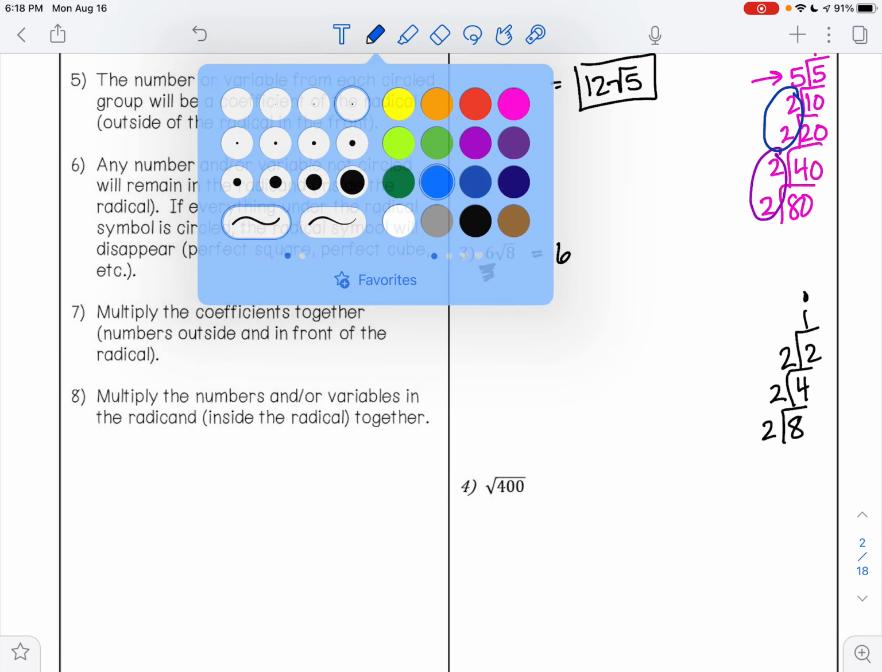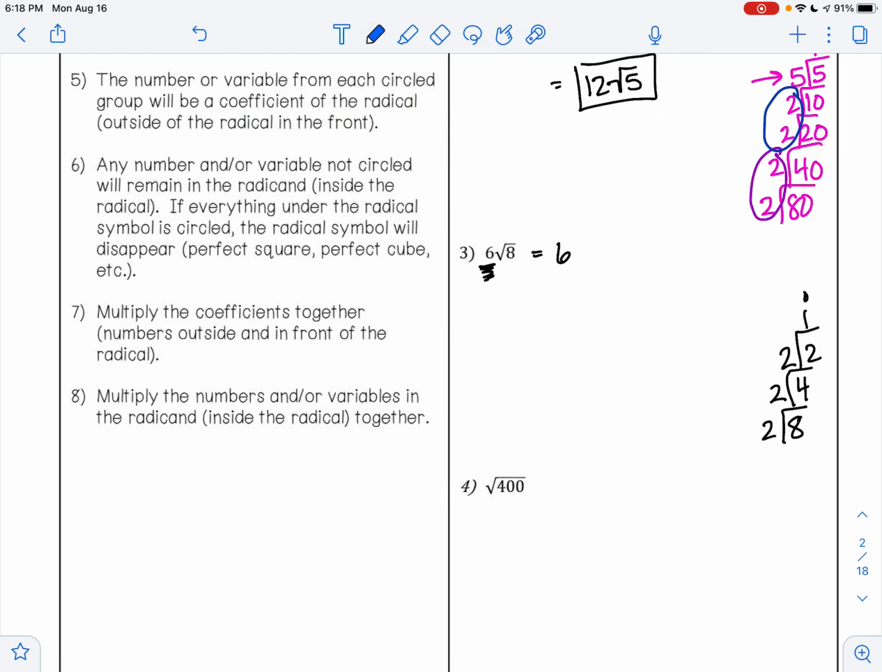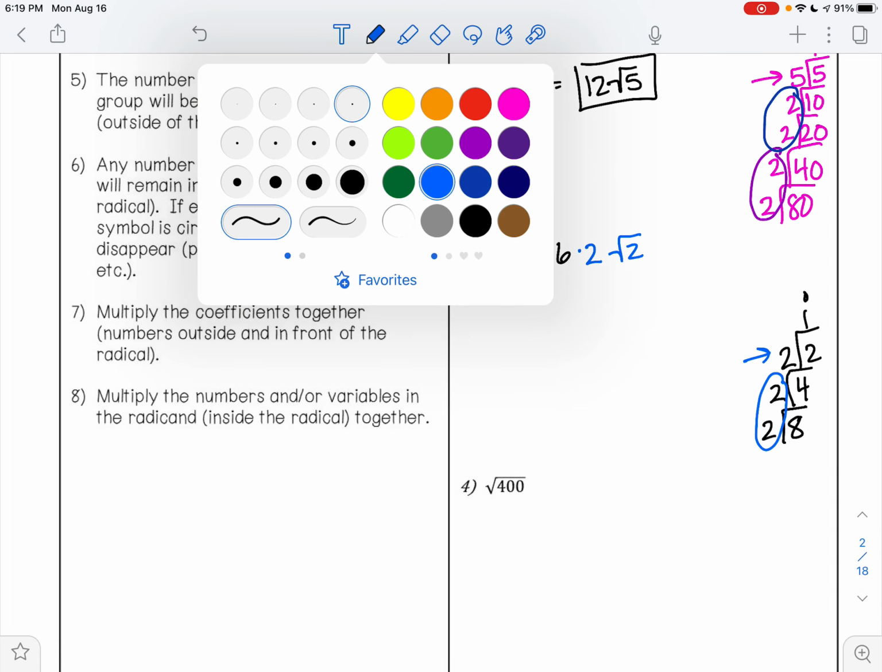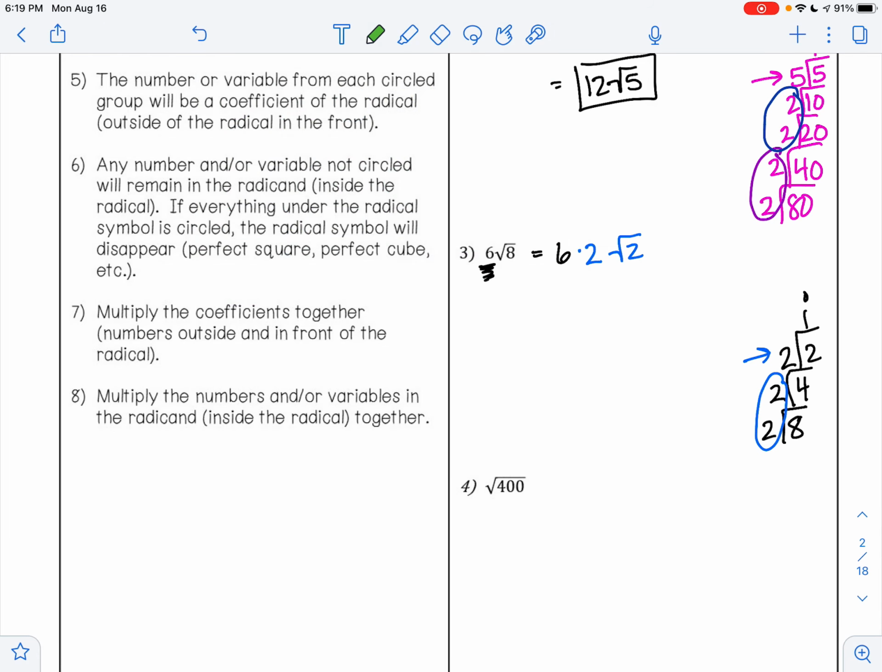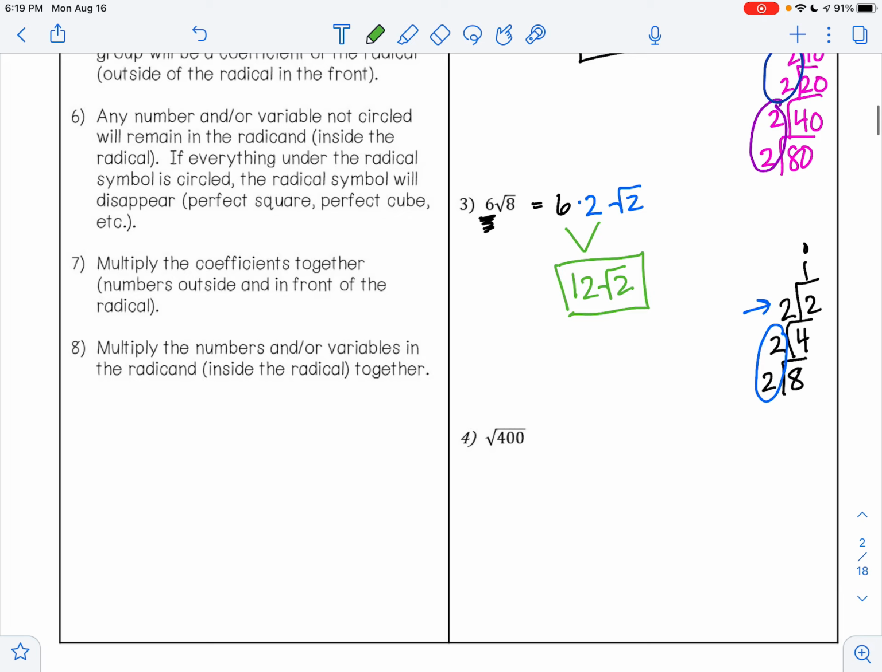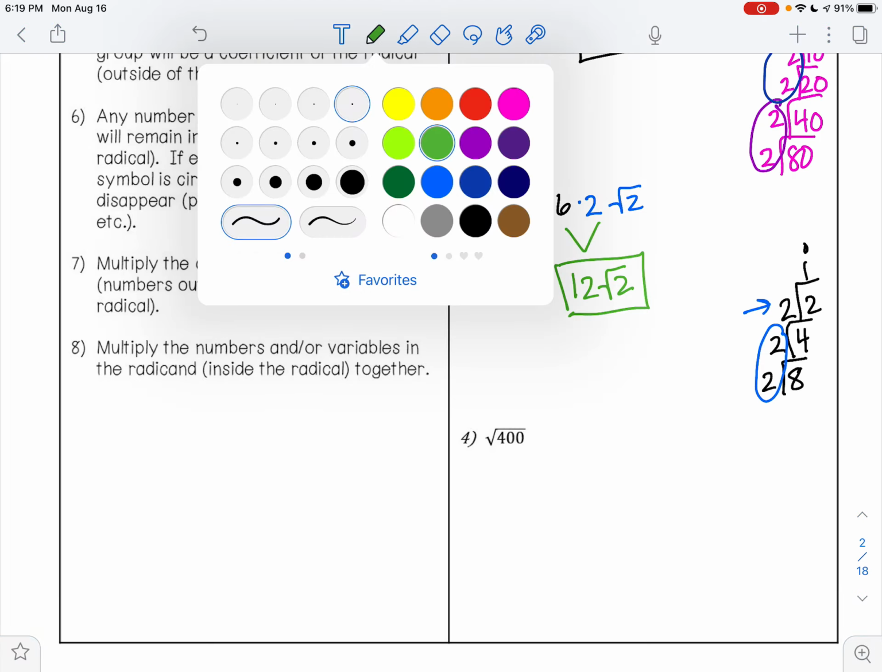I am looking for pairs of numbers to leave the square root symbol. Here I have a pair of 2s that can leave. This 2 does not have a pair, so that 2 is going to stay inside of the square root symbol. 6 times 2 is 12. So my answer is going to be 12 square root of 2. What I would like you to do is go ahead and find the answer to number 4. So pause the video and then try number 4.